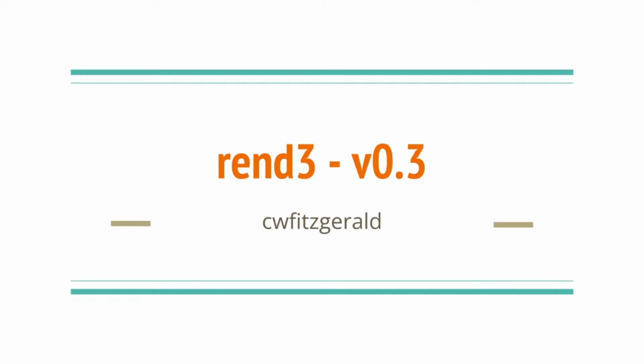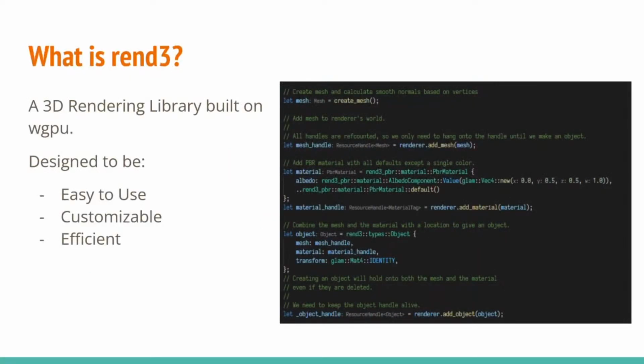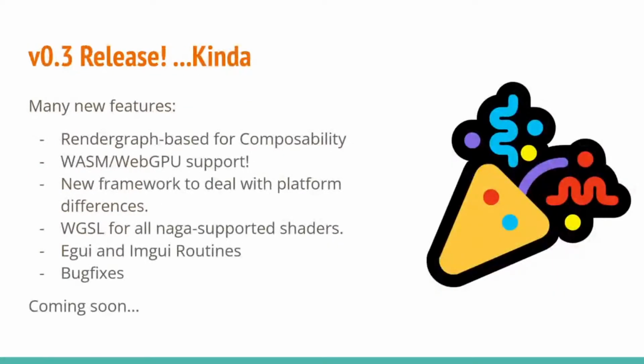This is talking about the next version of Ren 3, which is 0.3. As a reminder, Ren 3 is a 3D rendering library built upon WGPU. It's designed to be easy to use, customizable, and very efficient and fast. It has a very simple API, and it should be simple to use.